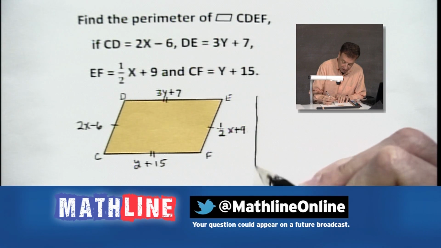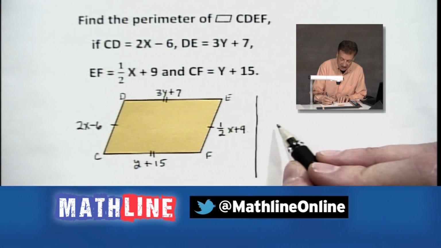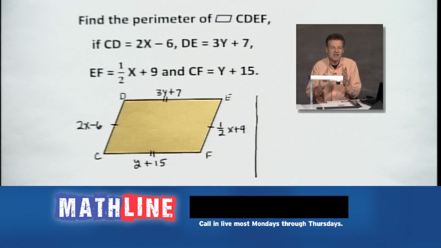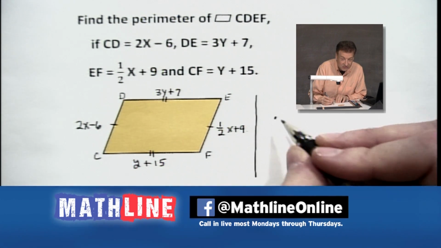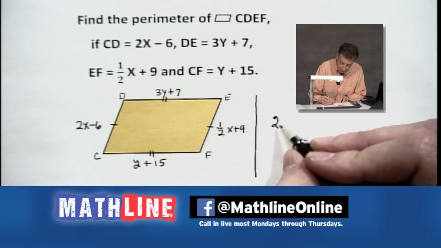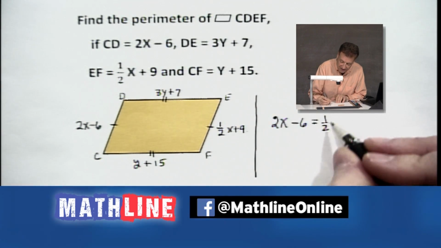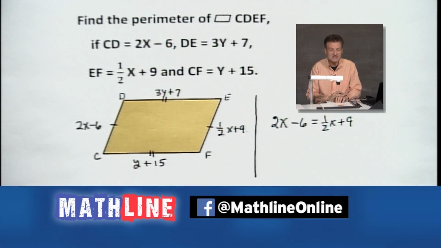I'm going to draw a little line right down through here. Let's do some work off here to the side. First of all, let's do the x's. You know, it's a fraction. Some of you get really nervous about fractions. Let's just go there first. So here we go. It's going to be 2x minus 6 equaling 1/2 x plus 9. That took a lot of space, didn't it?